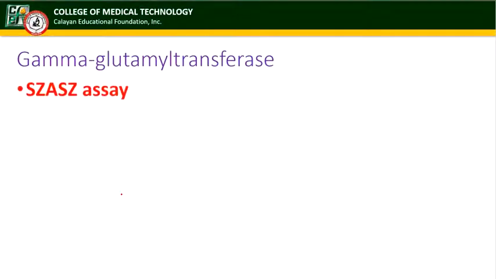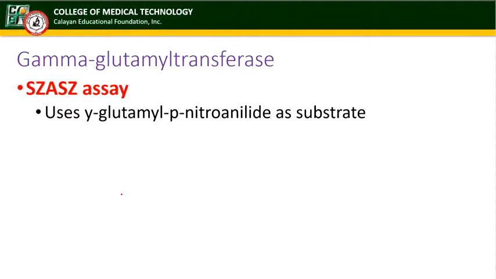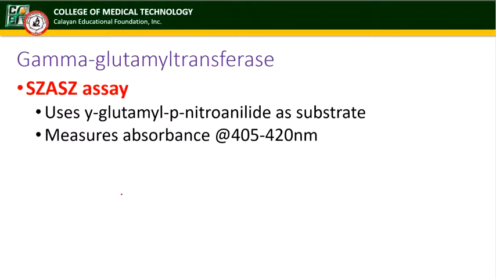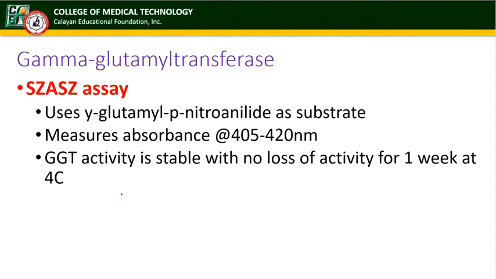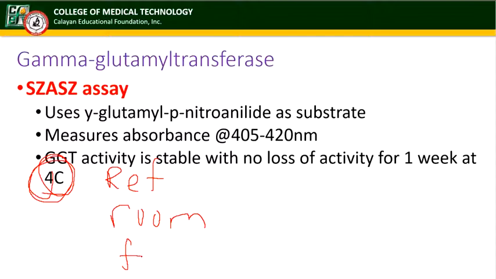Gamma-glutamyltransferase, Szasz assay. So, this uses gamma-glutamyl p-nitroanilide as the substrate. So, this measures the absorbance at 405 to 420 nanometers. So, tatlo na yung ating wavelength na ginamit. GGT activity is stable with no loss of activity for 1 week at 4 degrees Celsius. So, pag nilagay mo siya sa 4 degrees Celsius, anong temp yan? Ref, room, frozen.